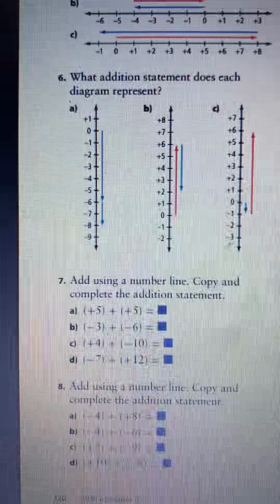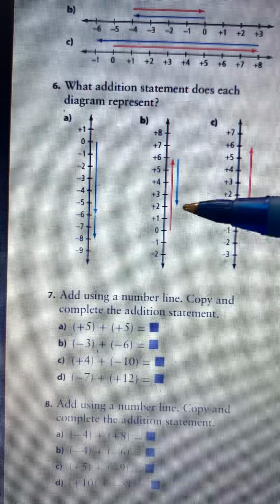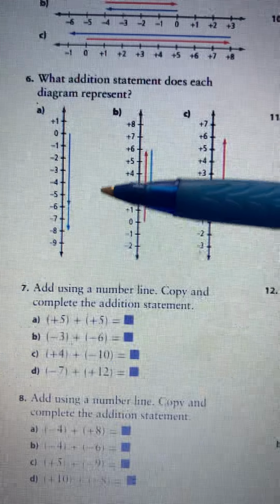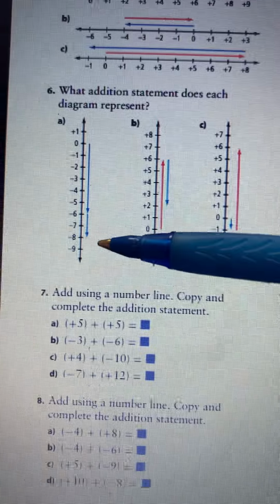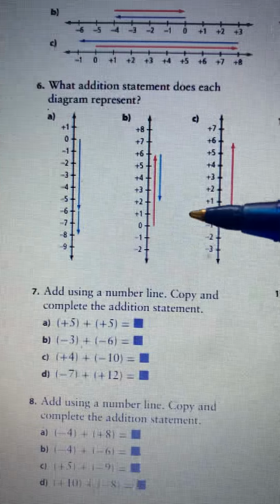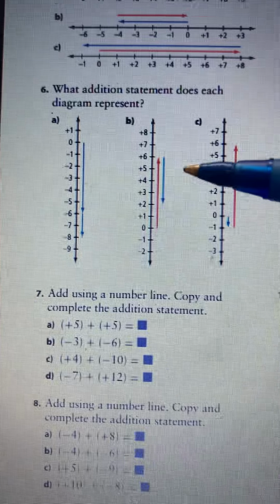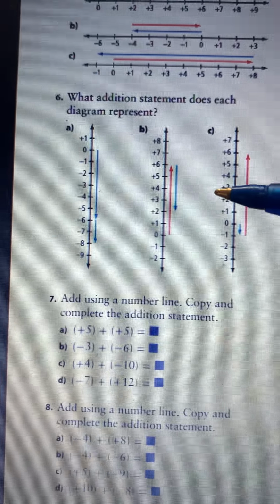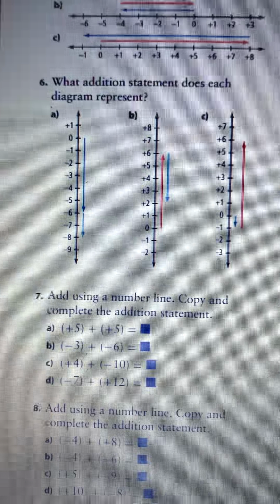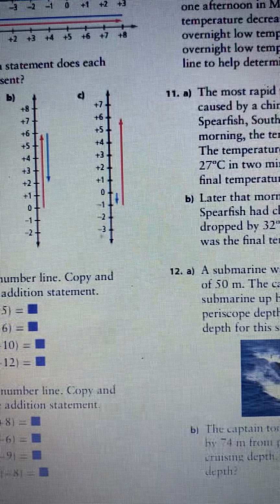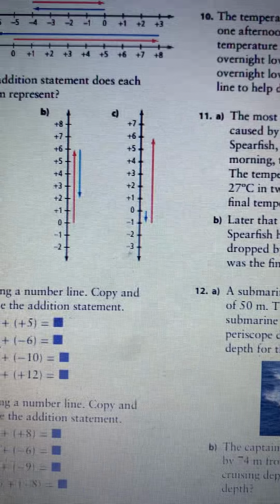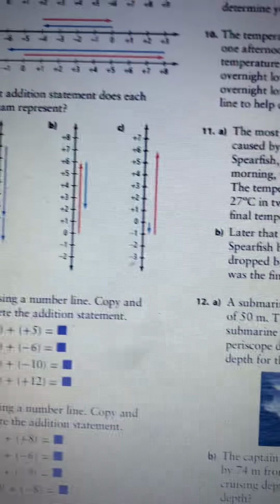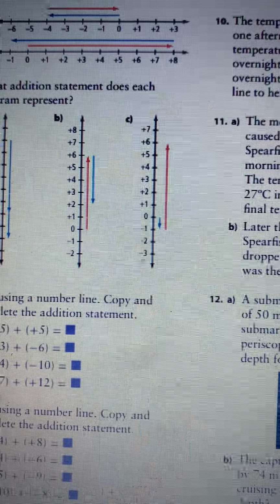For question 6, my number lines look a little bit different, but you can see for 6A, I have -6, and then I'm adding -2. That gets me to -8. For B, I have a positive 6, and then I'm adding a -4. That gets me back to the number 2. And for C, I have -1, but then I'm adding a positive 7 to get me all the way back up to the number 6.